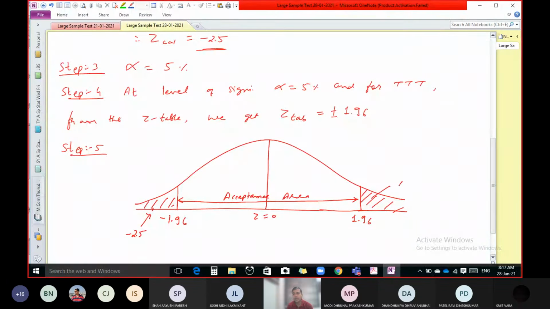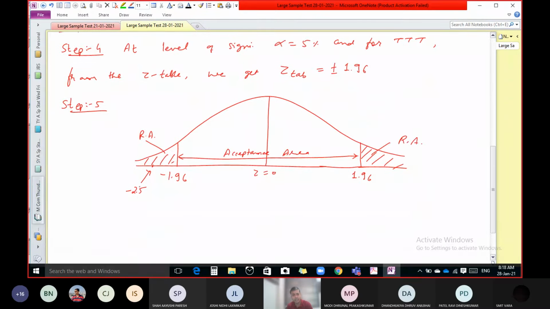This is rejection area. This one is also rejection area. If your ZCal is in this rejection area, then our H0 is rejected. So if ZCal is between minus 1.96 to plus 1.96, then it is accepted. So instead of minus 2.5, if it is minus 1.5, so minus 1.5 should be here. So in that case, we have to accept the null hypothesis. So right now, our conclusion is reject the null hypothesis.